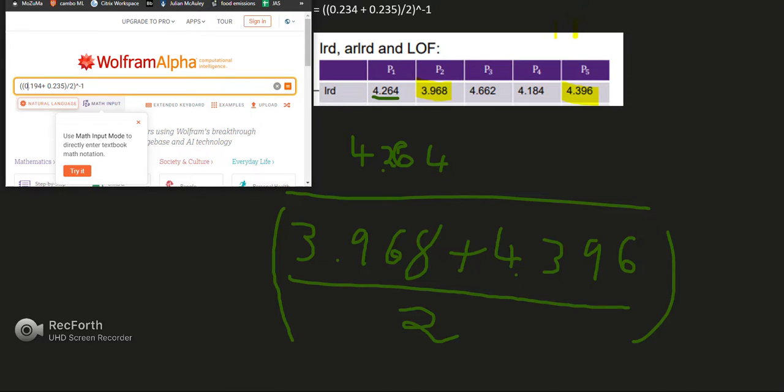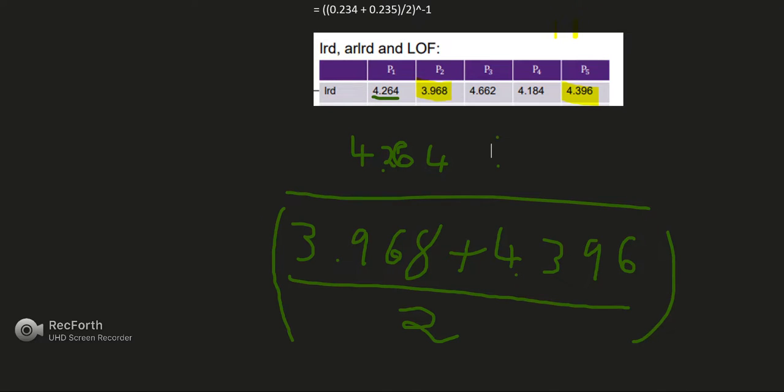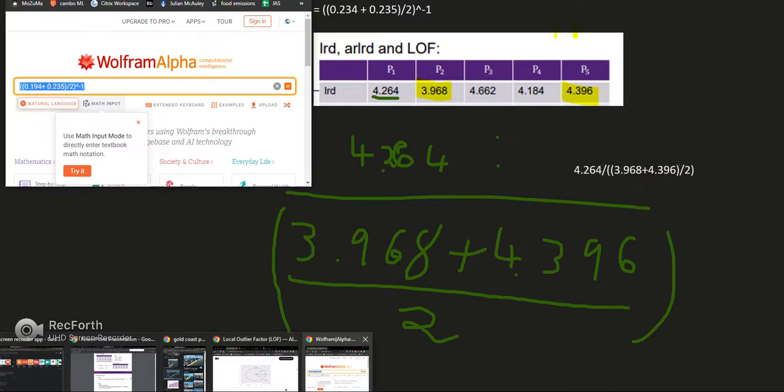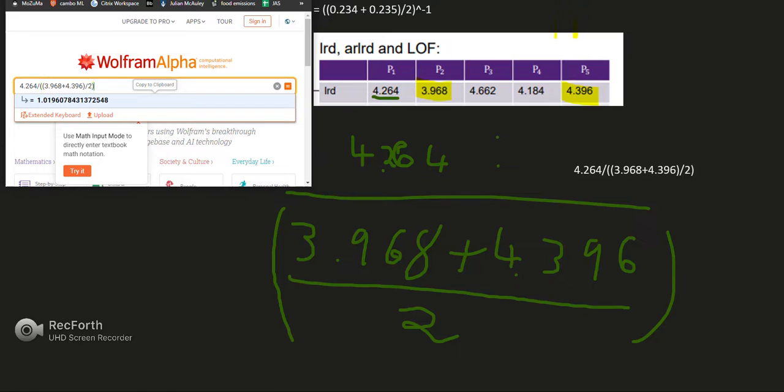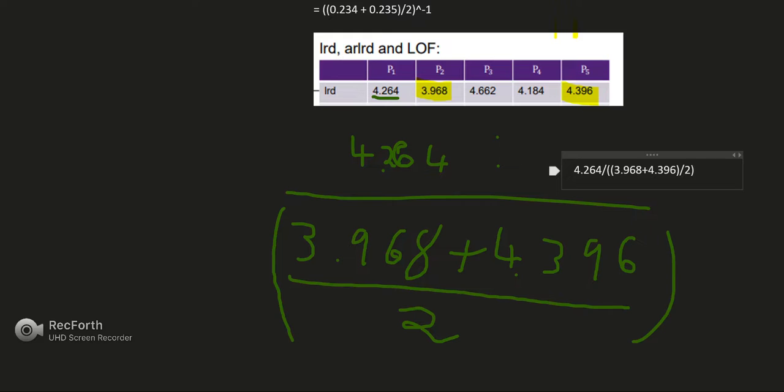Let's stick this in our friend Wolfram Alpha again. I love Wolfram Alpha, it's so good. And I might just type this up in syntax, just so that I am happy with it. So we're going to do 4.264 divided by bracket 3.968 plus 4.396 bracket divided by 2 bracket. And that is your ARLRD for that value. And there it is, 1.019.